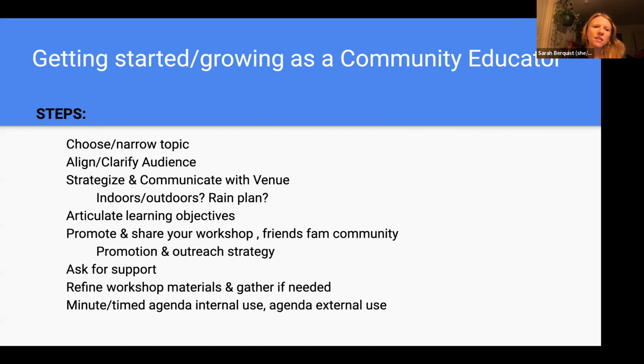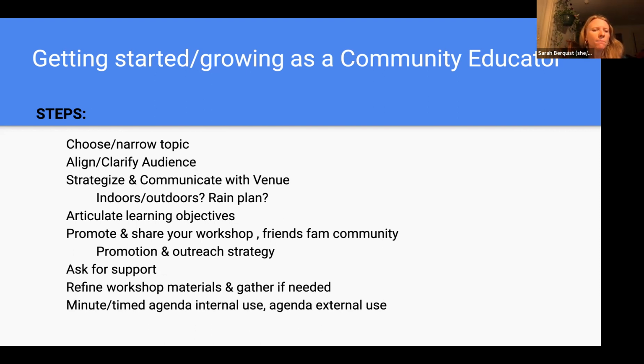And so now that I've said that, I want to look at these steps. We're choosing and narrowing a topic, and you've been in this process. We worked on really refining that a little bit. You can only do so much in so long, right? So think about what your learning objectives are, who your audience is. You're going to align and clarify your audience. Who is this for? Is there an age group? Are you going to be doing things with tools? And does that shift the age group this is for?